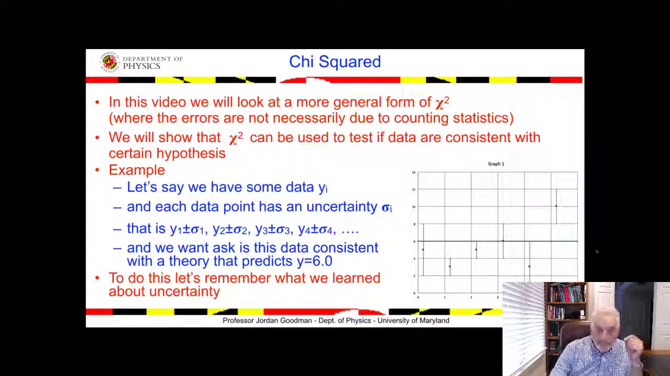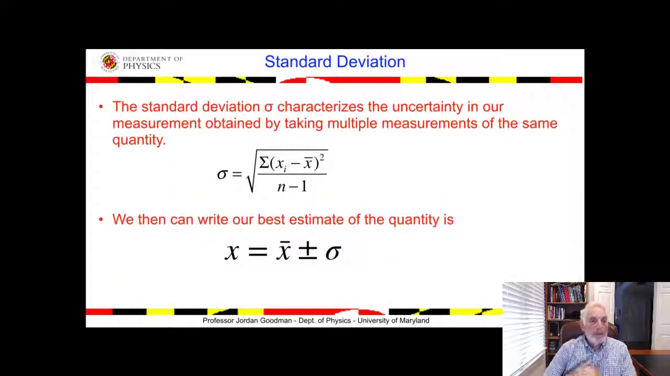And for each of these points, we can ask the question in this test, is our data consistent with the value 6? So before we start, let's remember a little bit about what we learned about uncertainty. So we defined in an earlier video the idea of getting our uncertainty from taking a number of measurements and taking the standard deviation. So we could time something a number of times, or we could measure something a number of times, and then we computed this quantity sigma, which gave us an estimate of what our uncertainty was. And we could write down that our best estimate was the average answer we got plus or minus sigma.